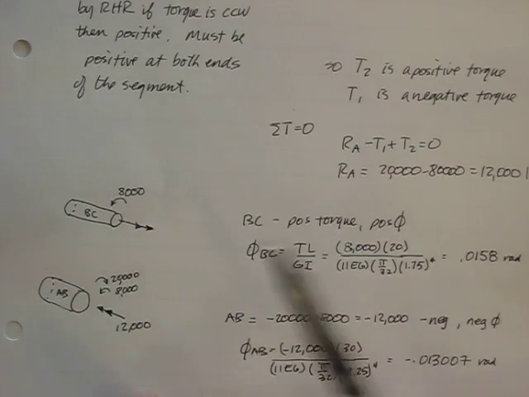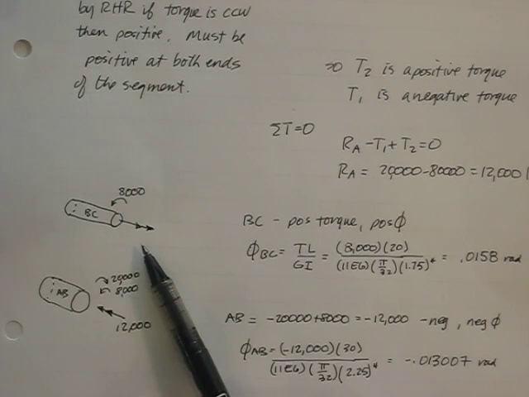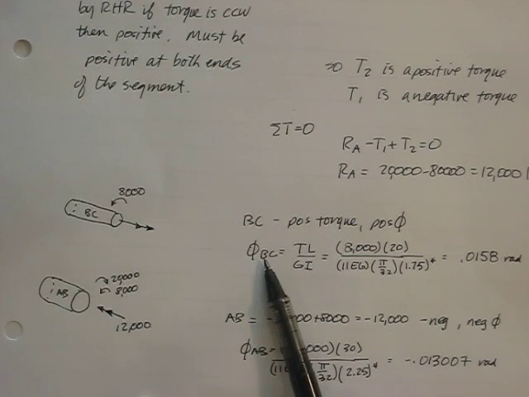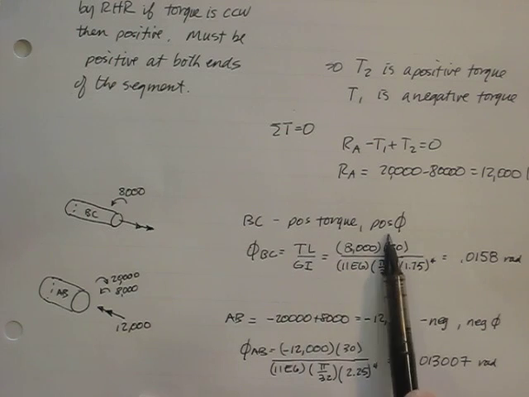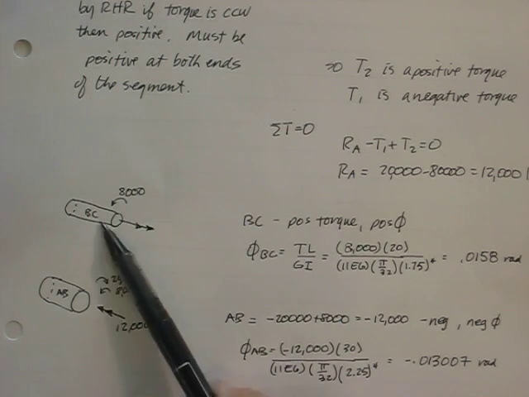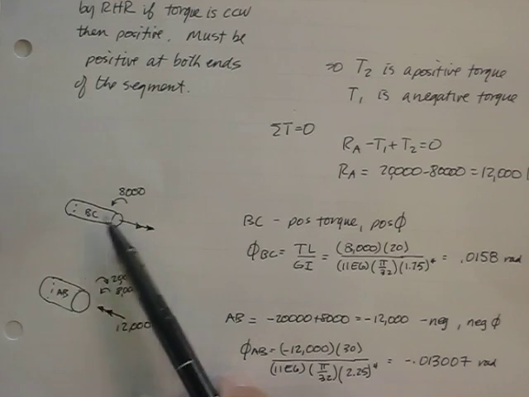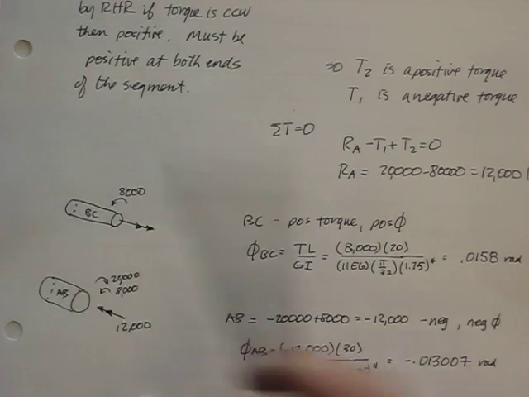Because it is a positive torque, we already defined that, we can know that this equation applies: phi BC equals TL over GJ. A positive torque means it has a positive phi. So going that way, I'm looking at it from this end. I actually don't even have to worry about the other end because whatever it is, it's in equilibrium. All we really have to know is one end of the bar.